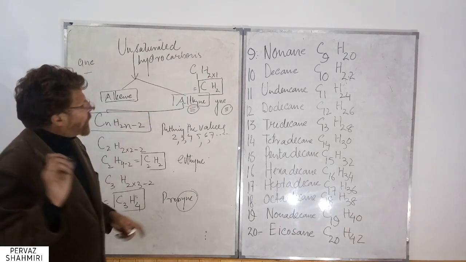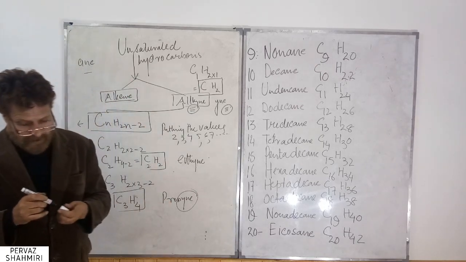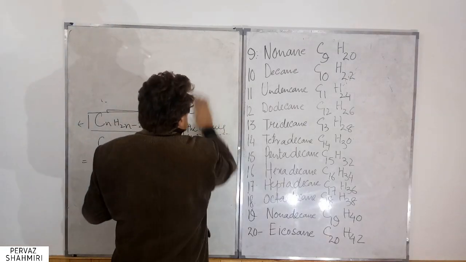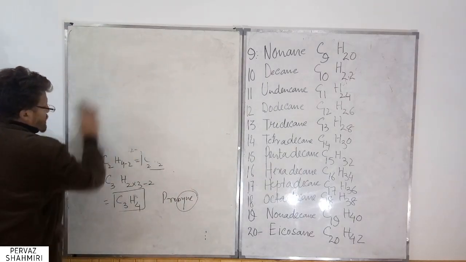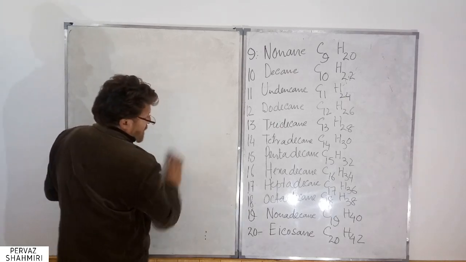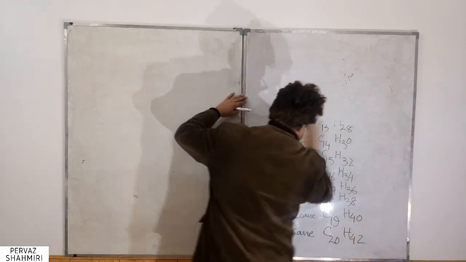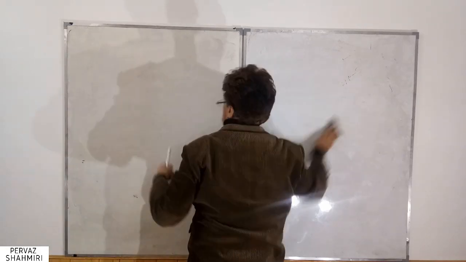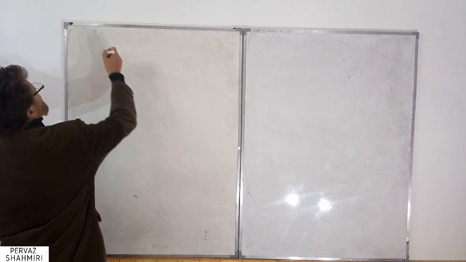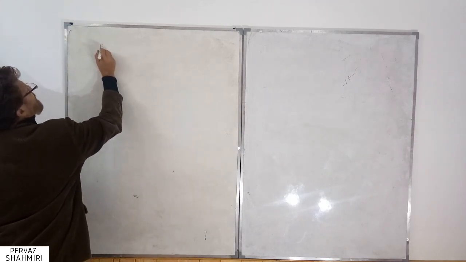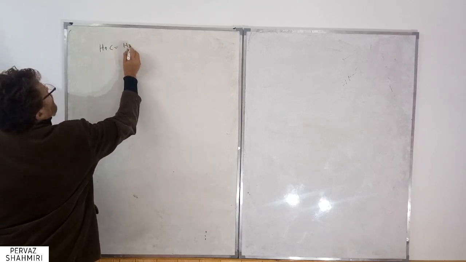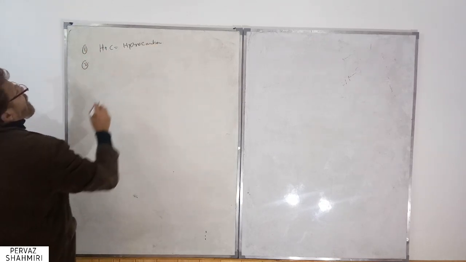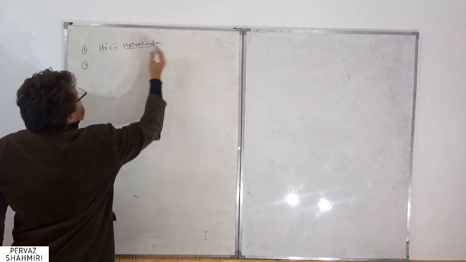This was the idea of saturated and unsaturated hydrocarbons. For your information, let us recall in a quick revision what we have read today. Number one, hydrocarbon means hydrogen plus carbon. Number two, a combination of hydrogen and carbon means hydrocarbons.